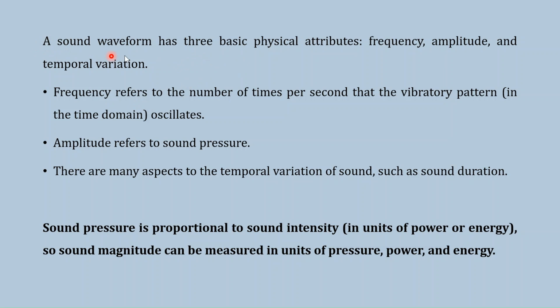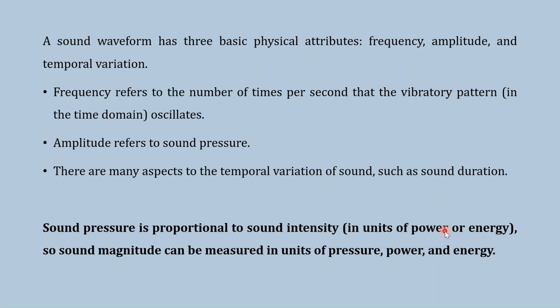A sound waveform has three basic physical attributes: frequency, amplitude, and temporal variation. Frequency refers to the number of oscillations passing through a point in 1 second. Amplitude refers to the sound pressure, meaning the deviation from the mean ambient pressure, and there are many aspects to the temporal variation, such as the sound duration. So this sound pressure is proportional to the sound intensity.